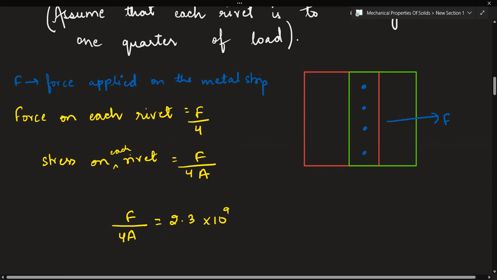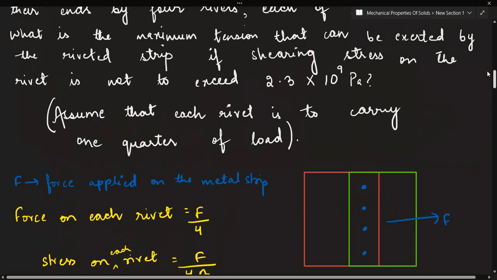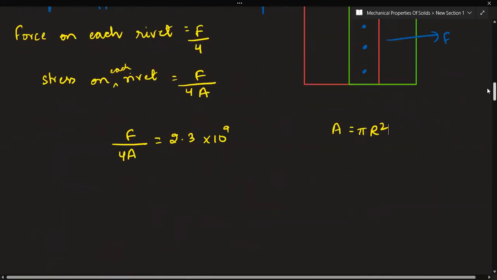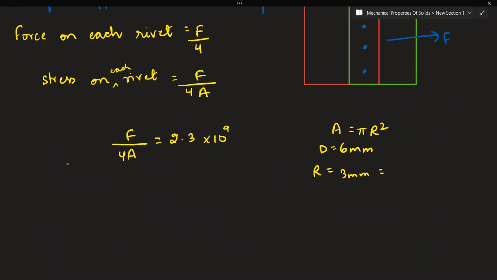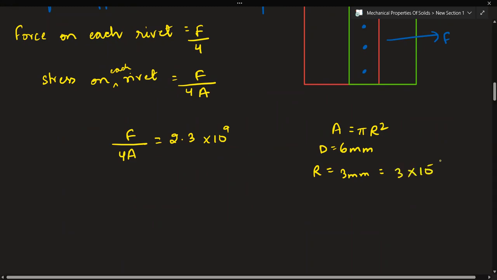Now the area, we can easily find out. Area can be found from pi r square. Only the force will be unknown to us. Rest of the quantities are known to us. Diameter is given to you as 6 millimeters, so radius would be 3 millimeters. And what would be 3 millimeters in SI unit? Ma'am, 3 into 10 raised to the power minus 3. Yes, 3 into 10 to the power minus 3 meters. So we have the radius with us.